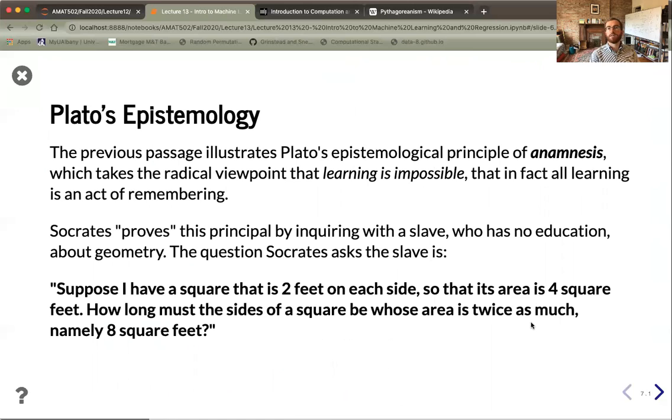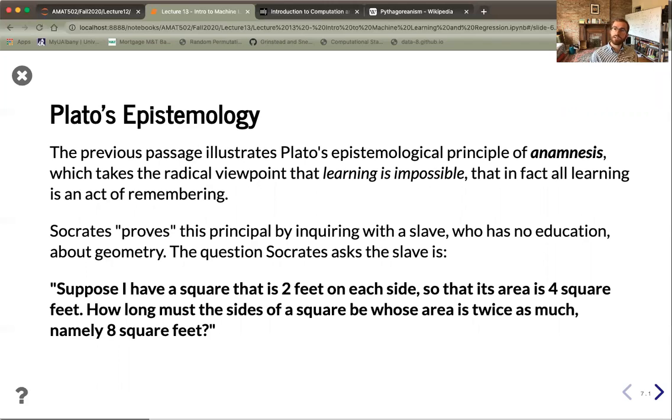So this idea that all learning is recollection is an illustration of one of Plato's epistemological principles. Again, epistemology is the study of how do we know things. And this principle is called anamnesis. So anamnesis takes a very radical viewpoint, which is that learning is in fact impossible, and that all learning is an act of remembering. So Socrates proves this, and I'll use scare quotes there, by talking with Meno and then involving one of the slave boys who happens to be around during this dialogue.